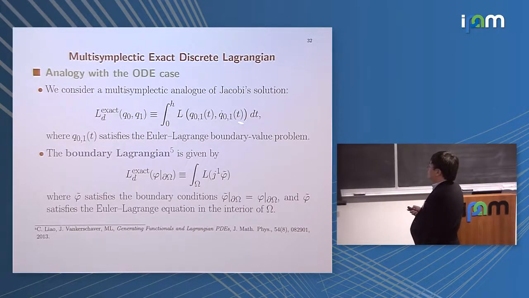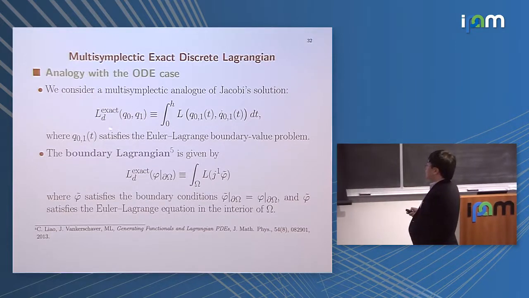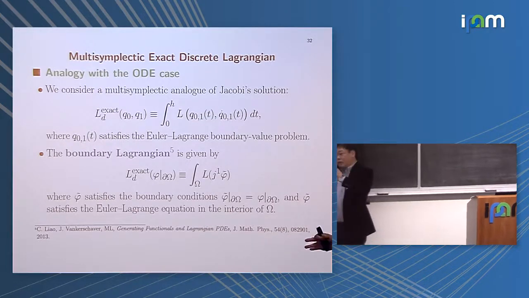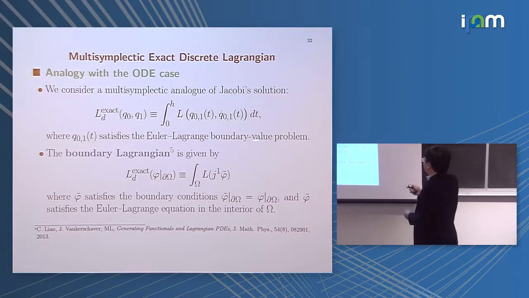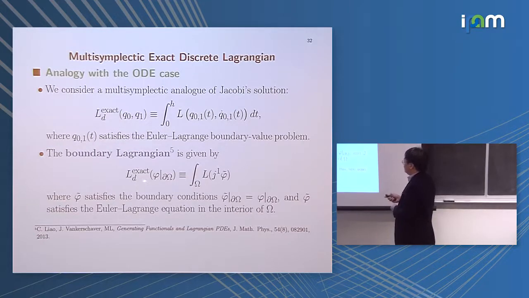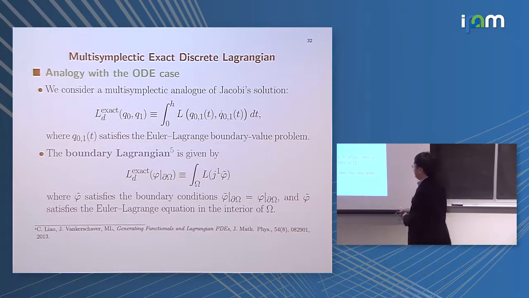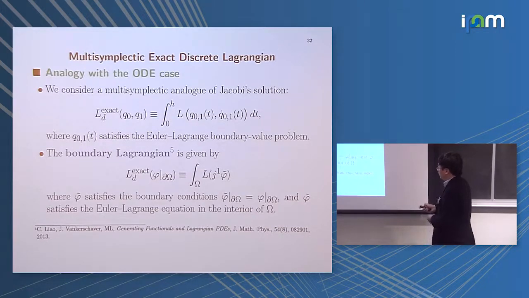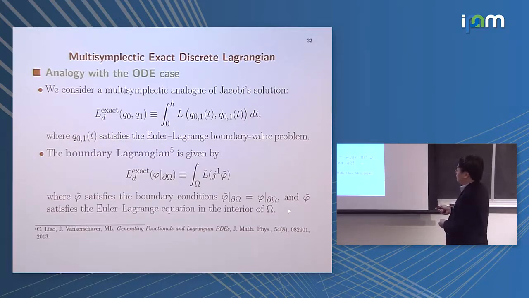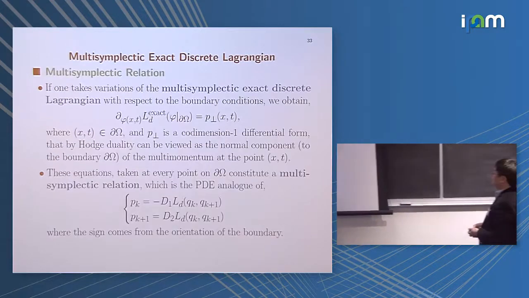So how do you generalize that? You want a PDE analog of Jacobi's solution, and it's the obvious thing if you think about it. Here you're specifying the solution values at the boundary of the time interval, and then you evaluate the action on a curve which satisfies the Euler-Lagrange boundary value problem. So we want to do something similar. For a PDE exact discrete Lagrangian, you specify the field values on the boundary of a space-time domain. That's the data on the left-hand side. And you evaluate the action on some section which satisfies the boundary conditions and the Euler-Lagrange equations. This is what we call the boundary Lagrangian, or the exact discrete Lagrangian in the PDE setting.